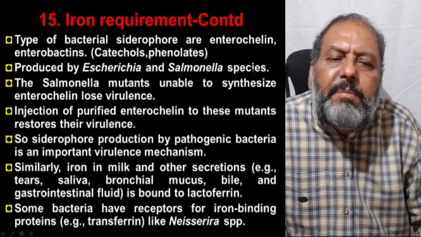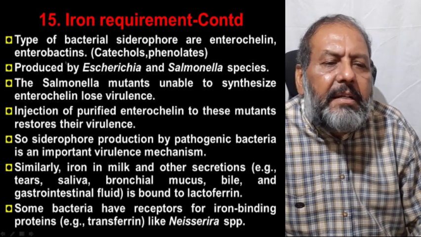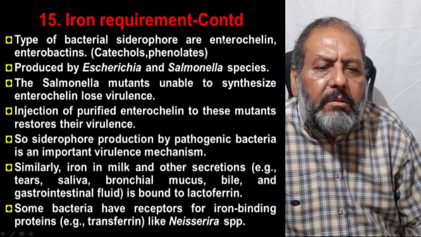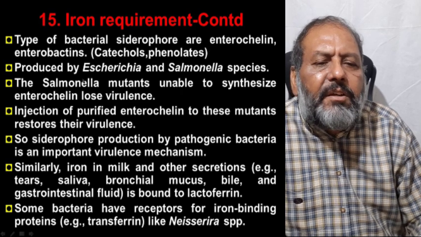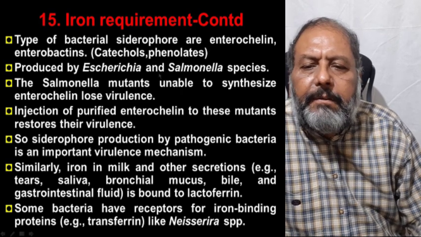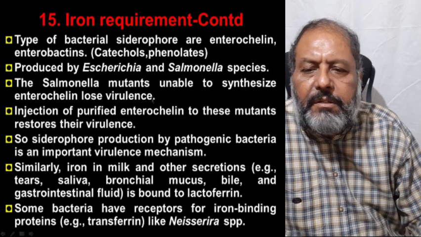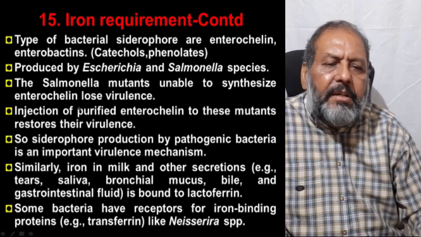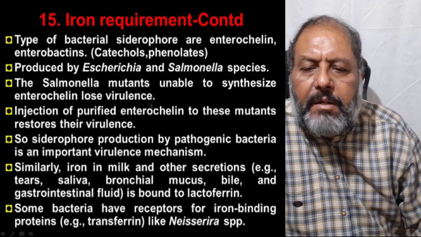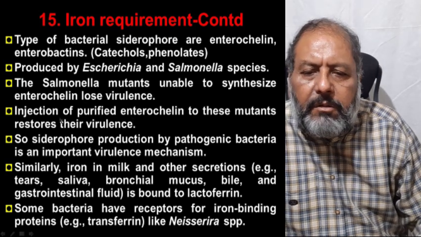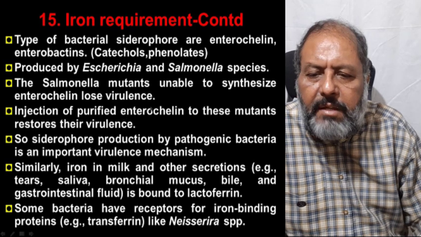So the type of the bacterial siderophores are enterocalin, enterobactin, catechols, phenolates, that is different for the different bacteria produced by the Escherichia and Salmonella species. The Salmonella mutants which are not able to synthesize enterocalin lose their virulence.